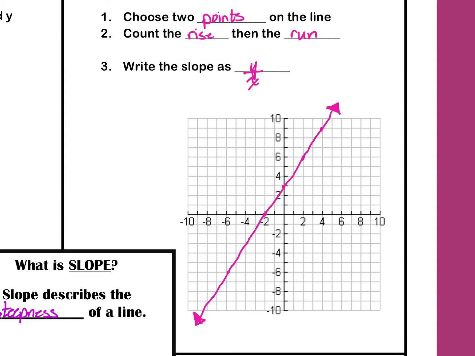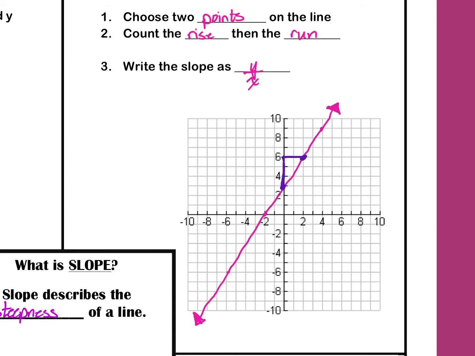Okay, so it says pick 2 points. So I'm going to pick this point just because I can, and this point. Okay, I just picked 2 points. Doesn't matter which 2 points I pick? No. Okay? And then I'm going to make a triangle, right? Here's my triangle.